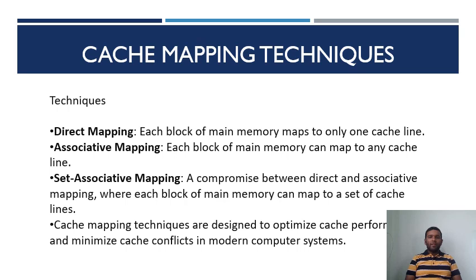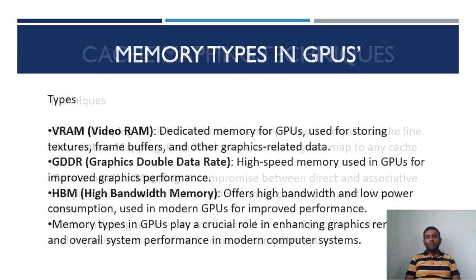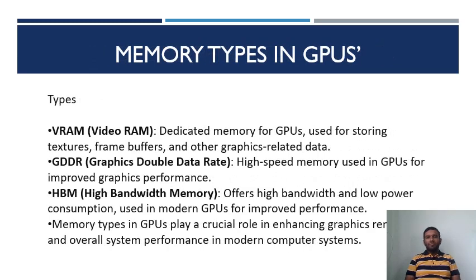The techniques are direct mapping, where each block of main memory maps to only one cache line, and associative mapping, where each block of main memory can map to any cache line. This is about cache mapping techniques. Memory types in GPUs. There are types of memory in GPUs: VRAM, GDDR, HBM.